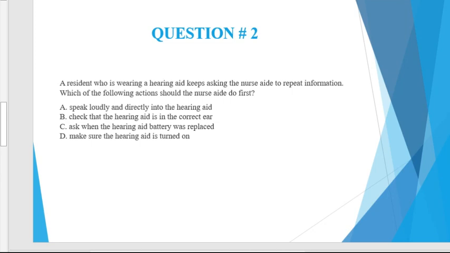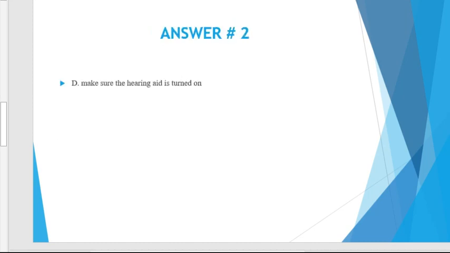A, speak loudly and directly into the hearing aid. B, check that the hearing aid is in the correct ear. C, ask when the hearing aid battery was replaced. D, make sure the hearing aid is turned on. Now, which one is the correct answer? I hope you will get this right. So the answer is D: make sure the hearing aid is turned on.